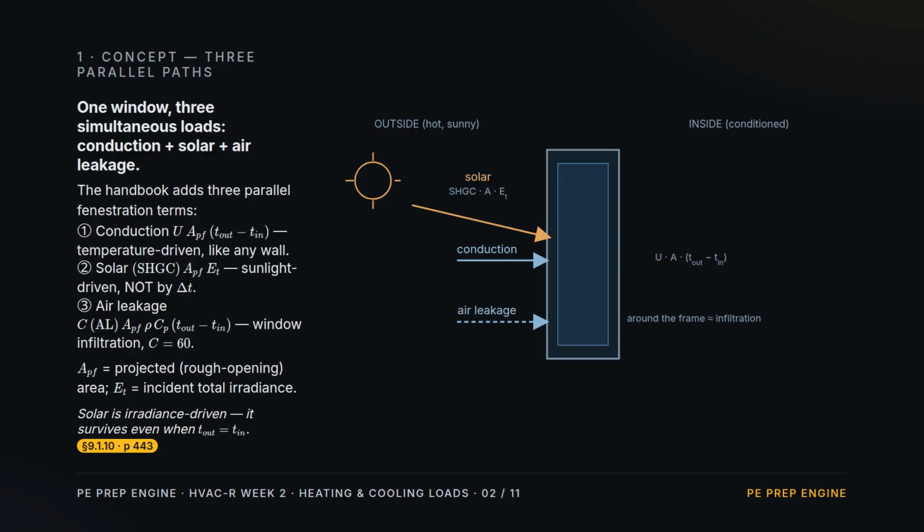Concept 1. 3 parallel paths. Conduction moves heat through the glass on the temperature difference, just like a wall. Solar admits sunlight through the glass, driven by irradiance, not by delta T. And air leaks around the frame, which is really infiltration. Add the 3 terms, all on the same projected window area, for the net gain. Notice the solar path is the odd one out. It keeps flowing, even when inside and outside are the same temperature.